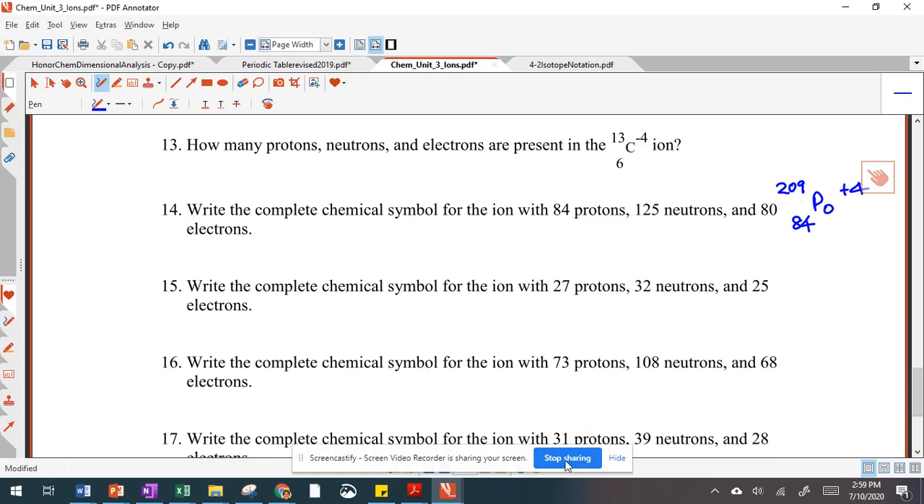Good luck, and I'm going to have another screencast up today for your isotopes. So work on your ion worksheet and your atomic structure worksheet, and after you finish those, watch the screencast for the isotopes, then do your isotope notation worksheet.